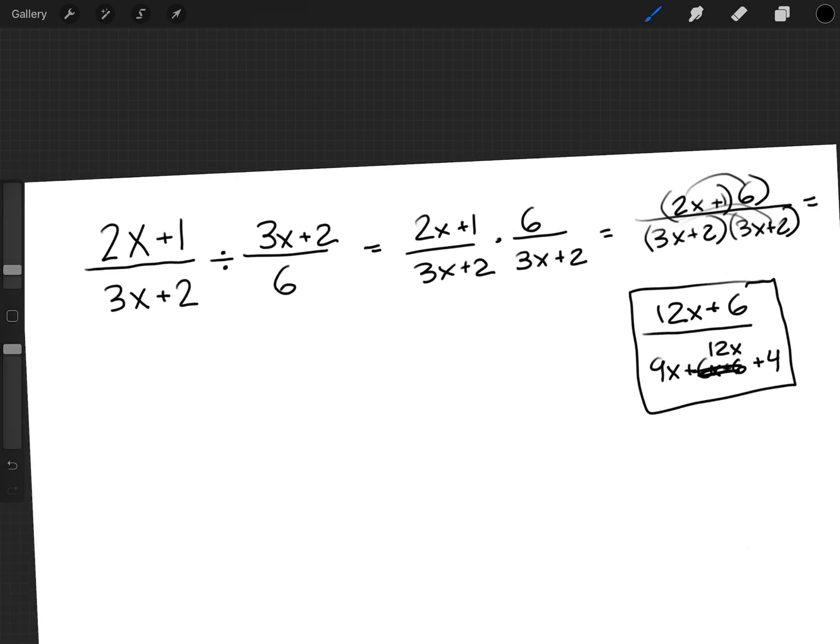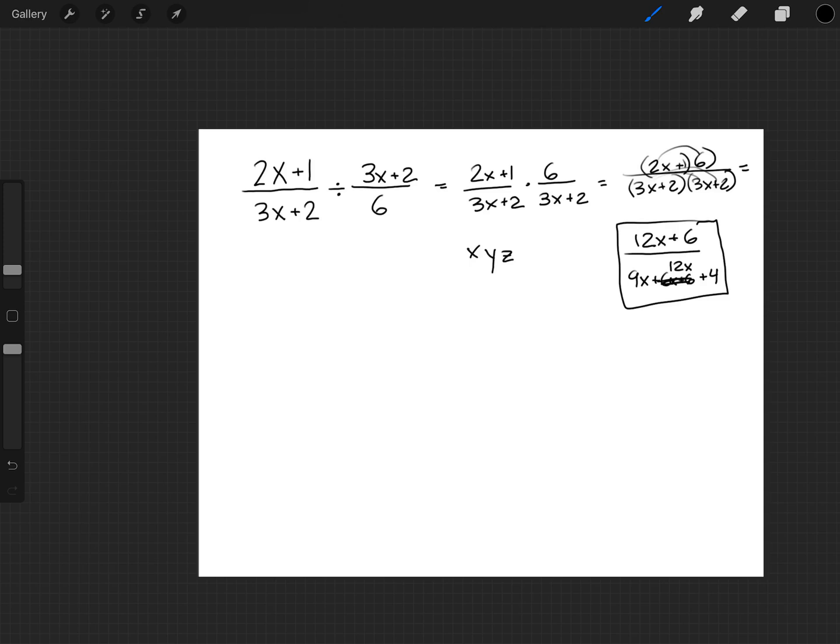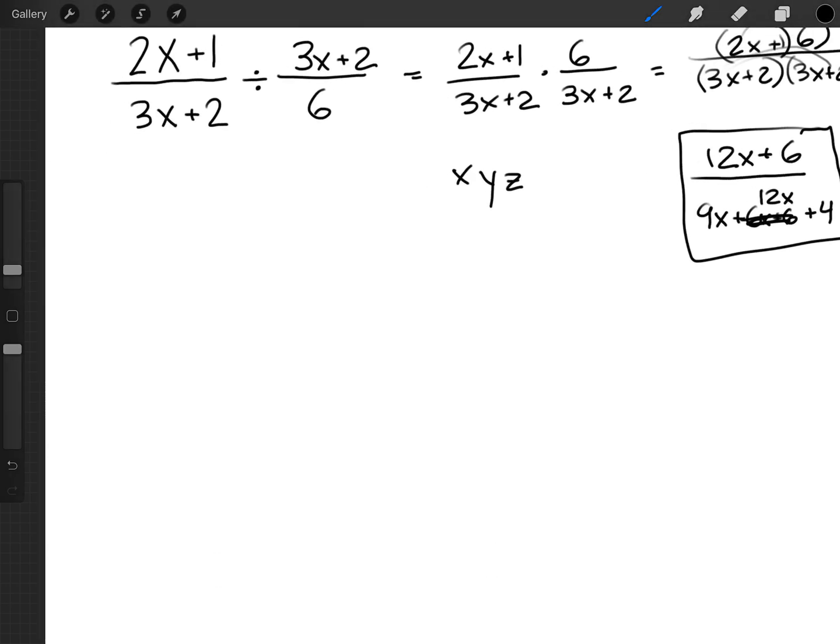And you can get into more complicated things where there's x's and y's and z's, but this is just 12a, so that's not a part of this unit. This is the end of my lesson.